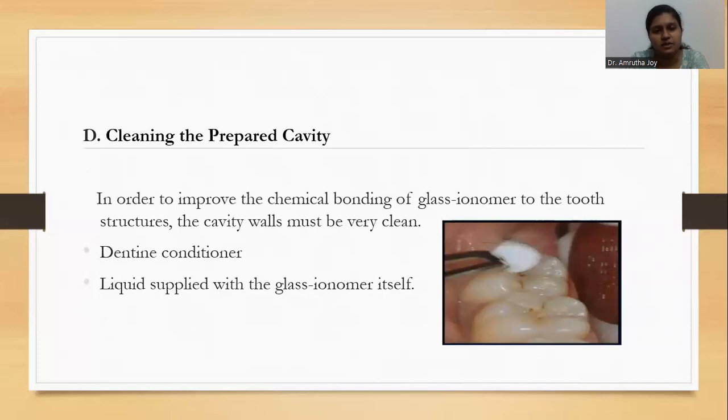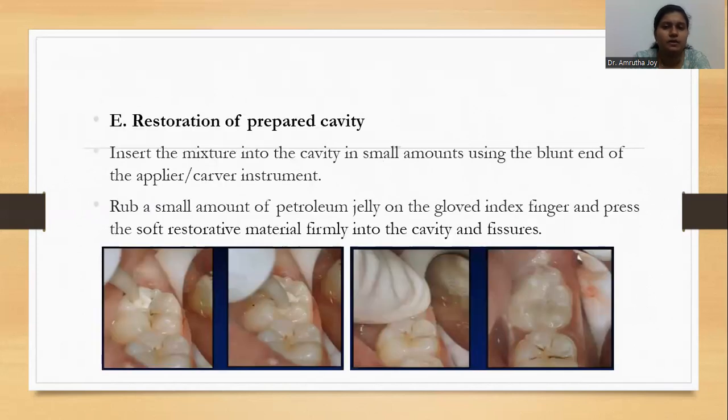Once the cavity preparation is over, we have to clean the prepared cavity, that is, using a cotton pellet we can clean the cavity and dry the cavity using a dry cotton pellet. Then we have to condition the cavity. For conditioning the cavity, usually the liquid supplied with glass ionomer is used as the conditioner. That glass ionomer liquid is applied onto the cavity and then we wash the cavity and dry the cavity.